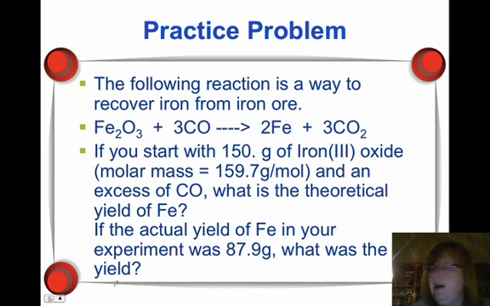So here we've got iron(III) oxide reacting with carbon monoxide to make iron and carbon dioxide. We're starting with 150 grams of our iron(III) oxide. We have plenty of carbon monoxide to make this reaction go, so it won't limit us. So what is our theoretical yield of iron? Let's go ahead and start with this problem.